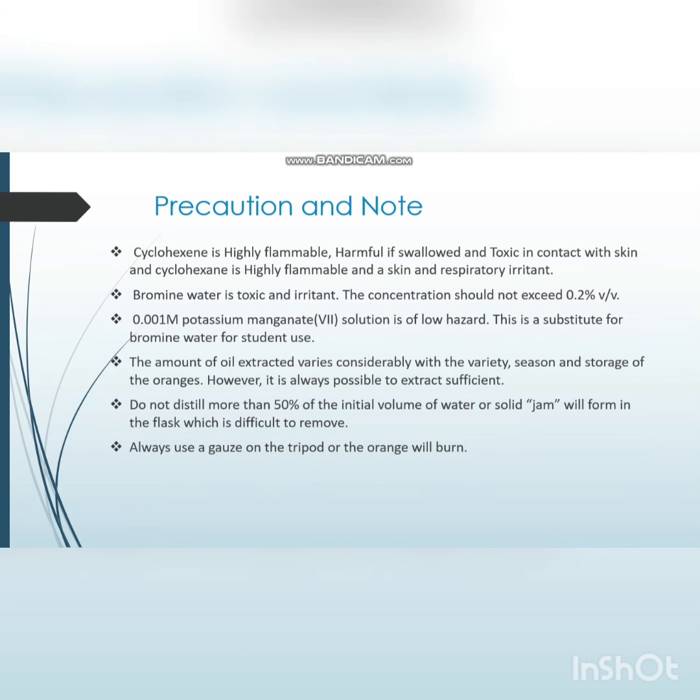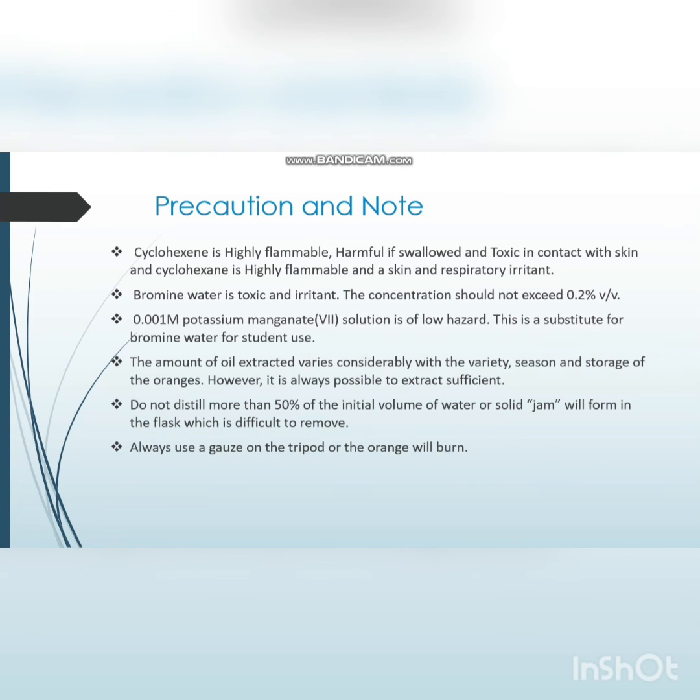Precaution and note: cyclohexane is highly flammable, harmful if swallowed, and toxic in contact with skin, and cyclohexene is highly flammable and a skin and respiratory irritant. Bromine water is toxic and an irritant. The concentration should not exceed 0.2% volume per volume.